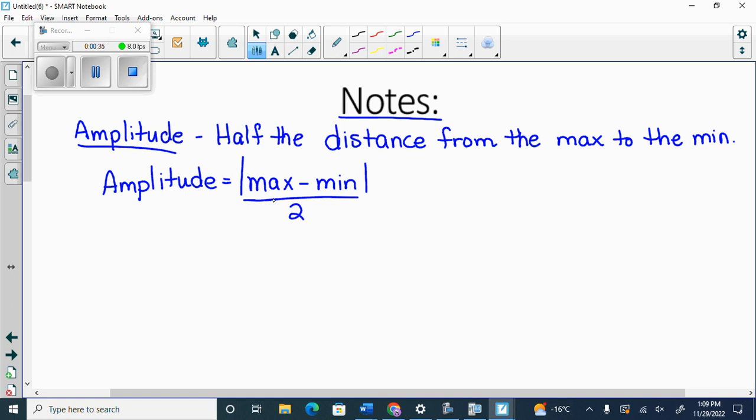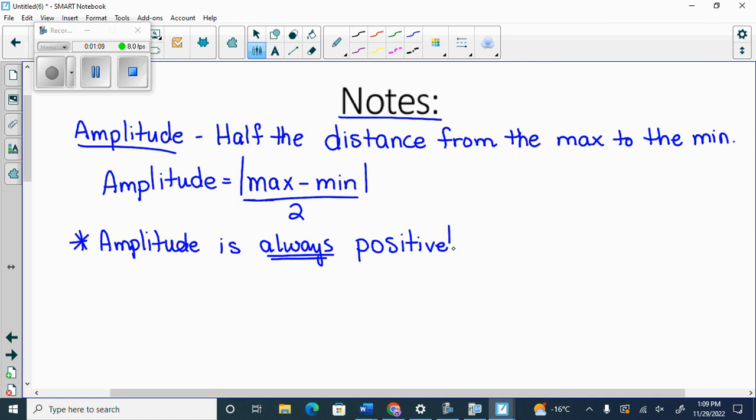So like if I got into this absolute values and I got a negative 8, when I apply the absolute values, it would just come out as 8 divided by 2, which is 4. It would just force it to be positive. And the reason why you have to have the absolute value signs is the key thing with amplitude is always positive. Hence why it has absolute values that force it to come out as positive. Always positive.